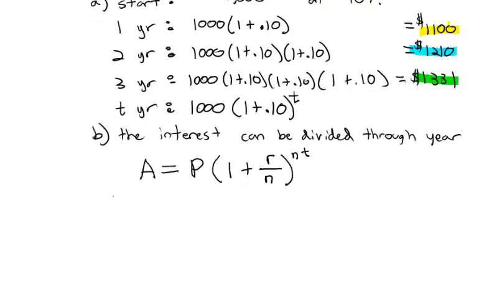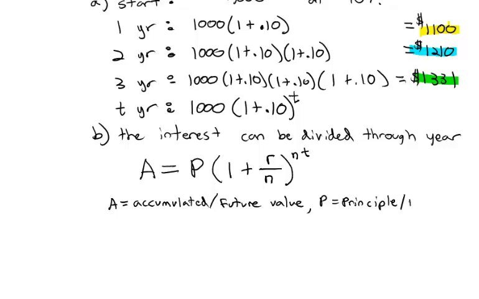Again, to clearly define these variables, A is the accumulated amount, or the future value. P is the principal, or the present value. R is the interest rate written as a decimal.